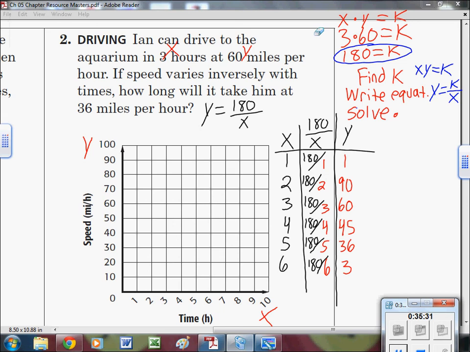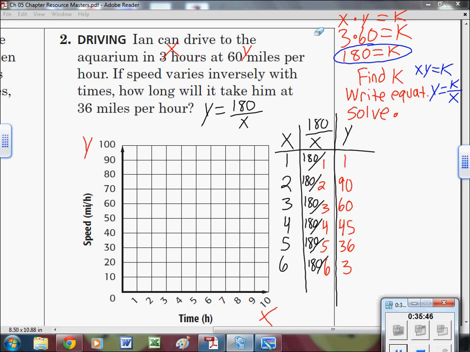So what we're going to do is when x is 1, well, hey, y is also 1. So if you only have 1 hour, you've got to go, wait a minute, that doesn't quite make sense. Let's see if that's a reasonable answer. 180 divided by x.